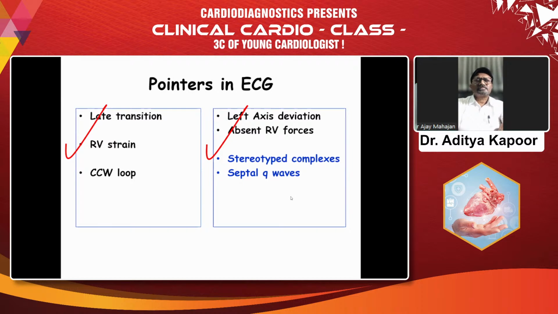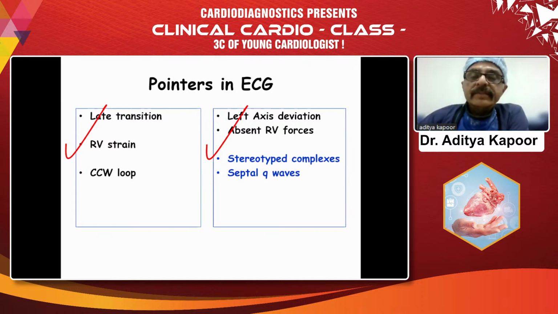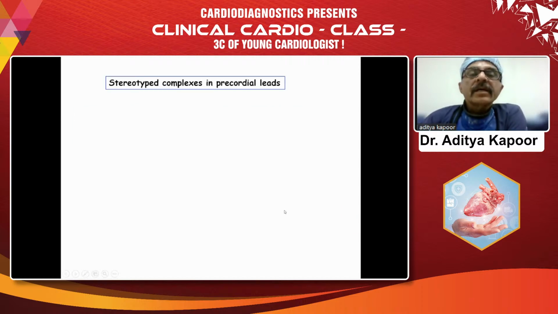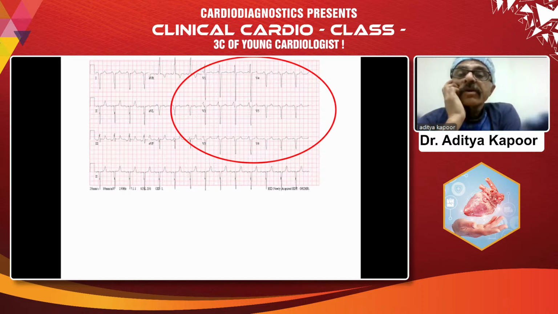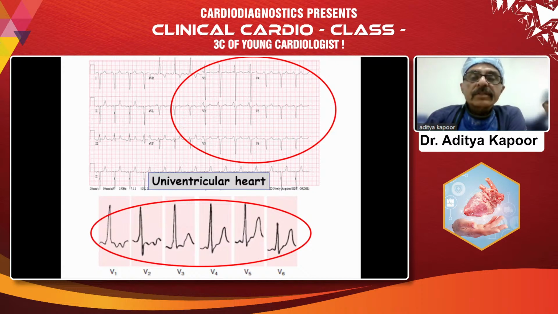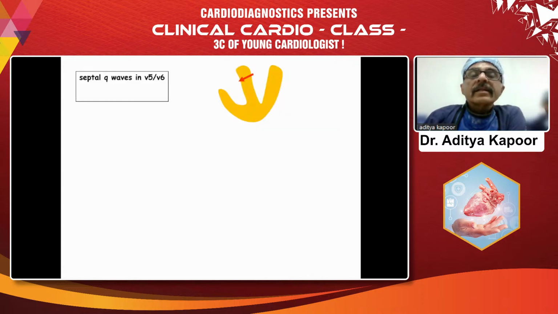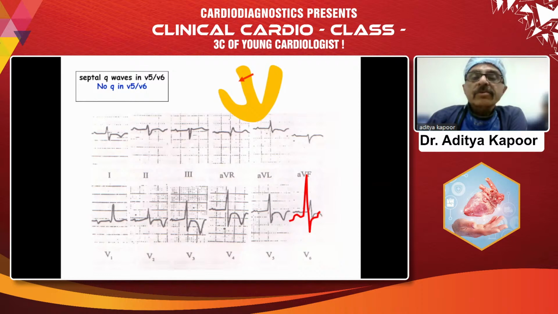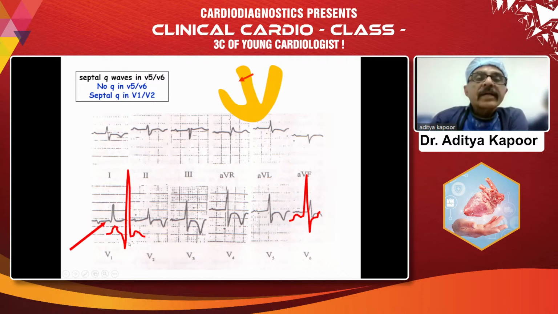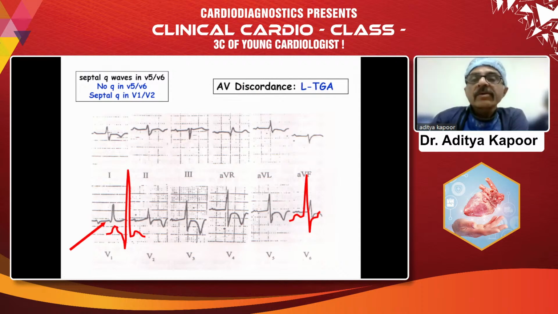So I was talking about absent RV forces, stereotype complexes. In the VSD-PS physiology, if you have stereotype or monomorphic complexes from V1 to V6, then you suspect a univentricular physiology. The last situation is absent septal Q waves in V5, V6. With ventricular inversion there are no Q waves, whereas normally you get Q waves in V5, V6. So no Q waves in V5, V6 and a septal Q in V1, V2 is suggestive of AV discordance or L transposition.